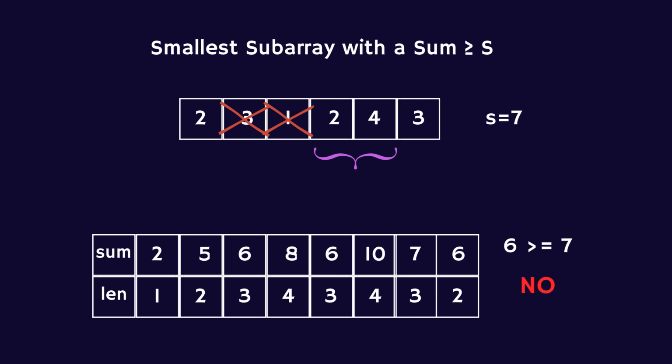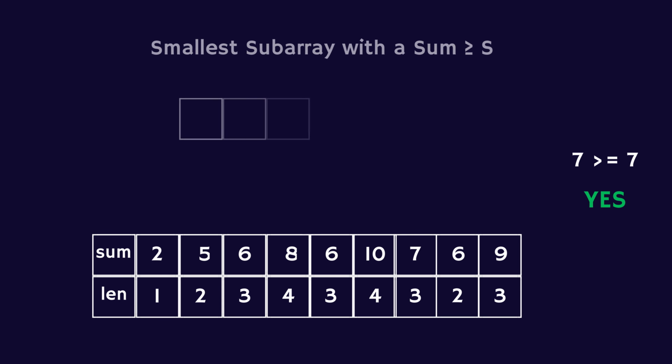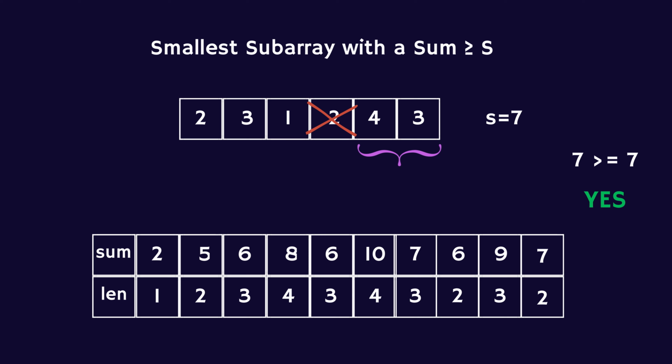Remove 1. Now we have two elements, 2 and 4. The sum of 2 and 4 is 6. Is 6 equal or more than 7? Of course, no. So let's take the next element. We have 2, 4, and 3. We have a sum of 9. 9 is more than 7. So we should remove the first one. Let's remove 2. Okay, we have 4 and 3 equal to 7. 7 equals 7.